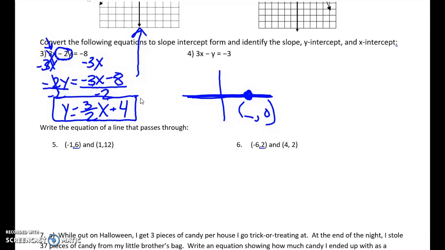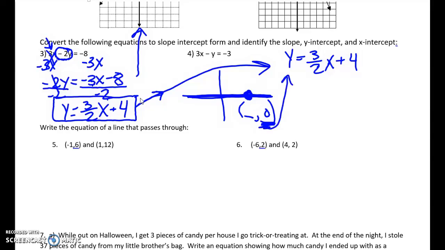So the other thing you could do, other than graphing it, take your equation. Well, let's do it over here where we have room. Y equals 3/2x plus 4. I know my y has to be 0, so I can plug that in right there. If I can find x now, that's going to be my x-intercept.